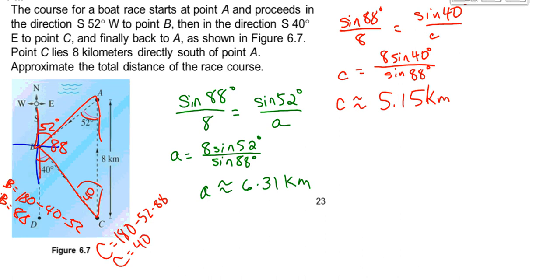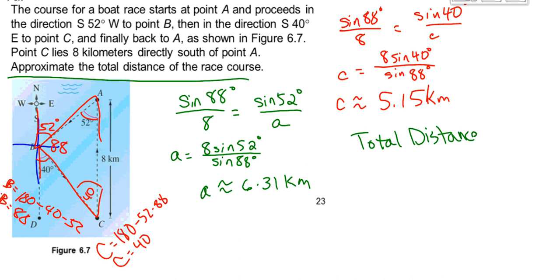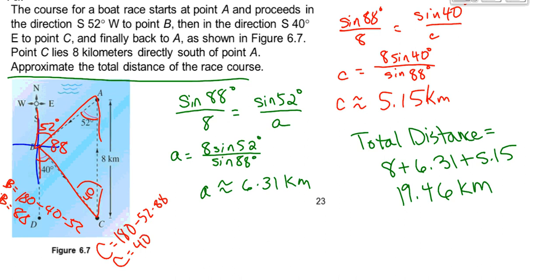And our question is to approximate the total distance for the course. So I'll write total distance is equal to 8 plus 6.31 plus 5.15. So it is 19.46 kilometers. And so that is that problem as well.